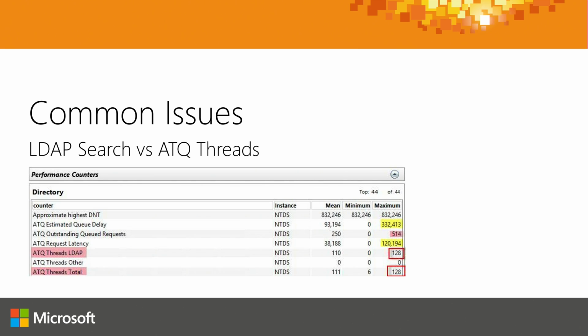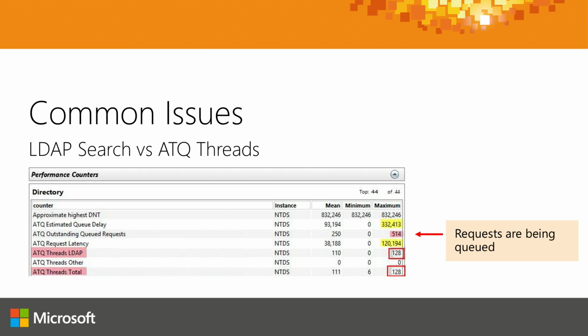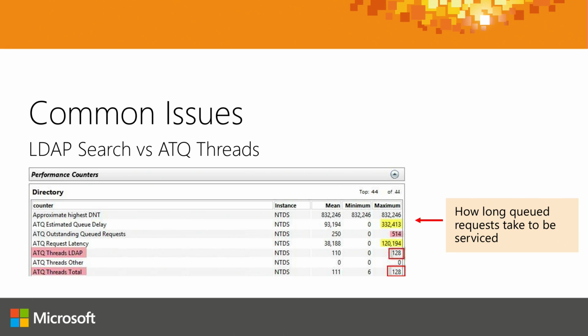LDAP searches versus ATQ threads. Once again, there's that ATQ threads LDAP. Our max ATQ threads is 128 here. It equals the total of 128. That tells me that I've hit that max. And then since this is ATQ Threads LDAP, it's LDAP search activity. You can also see that requests are being queued. These are requests that are having to wait in a queue for a thread to become available. And how long these queued requests take to be serviced on average and in the max time.